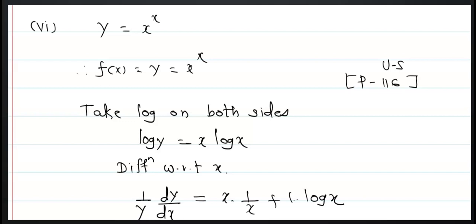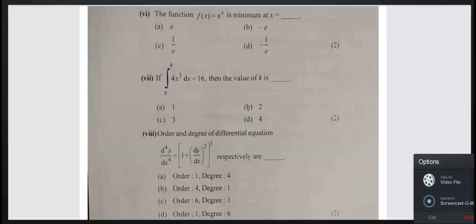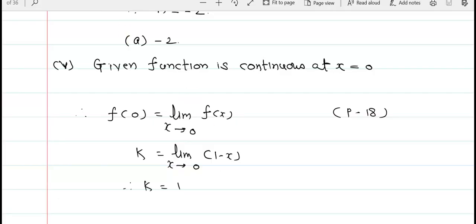This is the unsolved question. It is given in the textbook in the form of: prove that the given function is a minimum at that point, which is x is equal to 1 upon e. Now, next is, again we will see this answer.